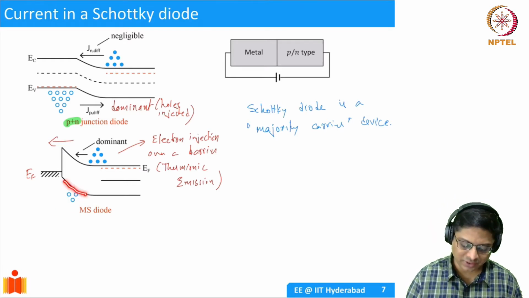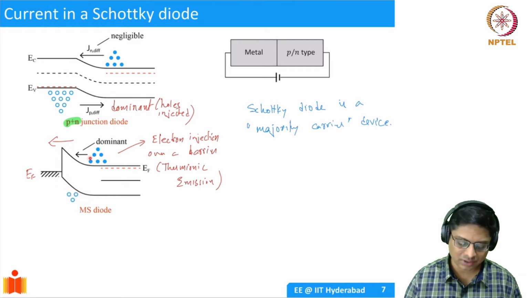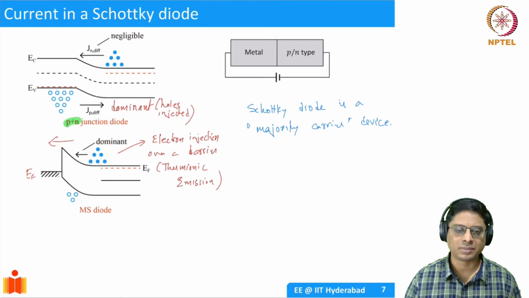Here, there is a field which is in this direction, right? So holes are going to move in this direction. There's going to be some contribution of this, but this is going to be much, much smaller in number compared to the electron injection over the barrier.